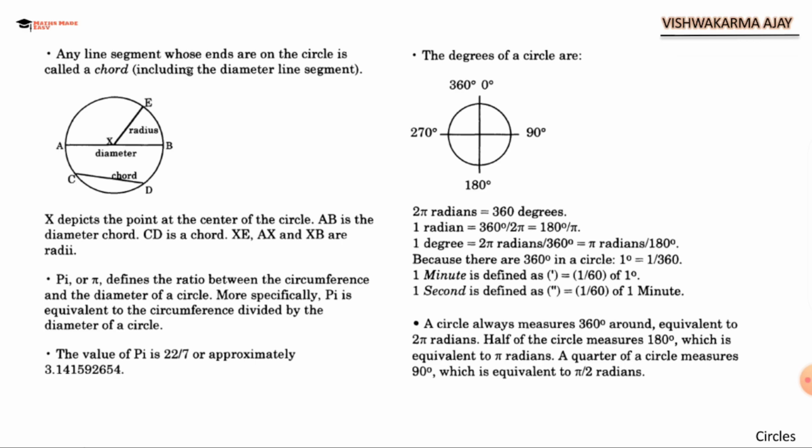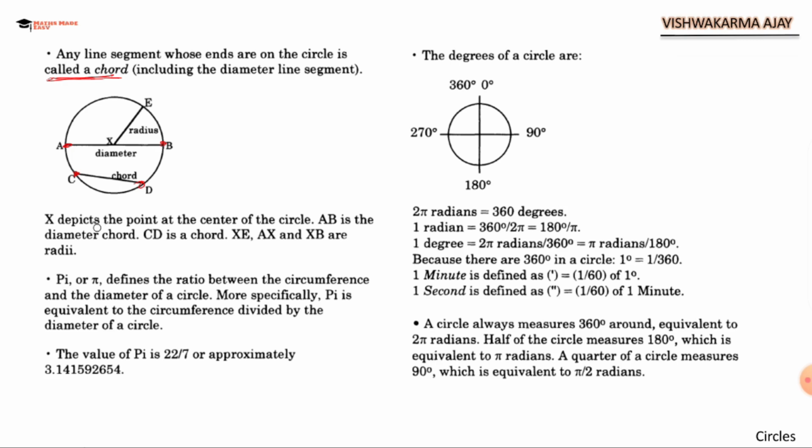Any line segment whose ends are on the circle is called a chord. And diameter is the longest chord of a circle.